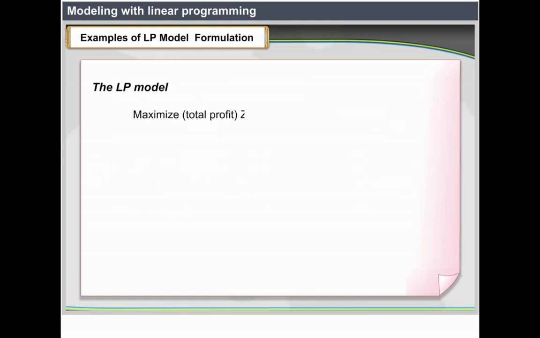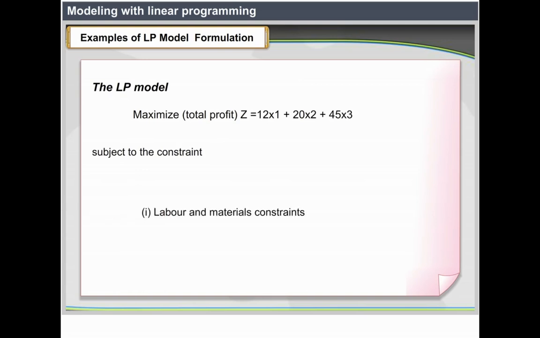Maximize total profit z equal to 12x1 plus 20x2 plus 45x3. Subject to the constraints. Number 1. Labor and materials constraints. 0.8x1 plus 1.7x2 plus 2.5x3 less than or equal to 100. Then x1 less than or equal to 50. Then x2 less than or equal to 25. Then x3 less than or equal to 30.